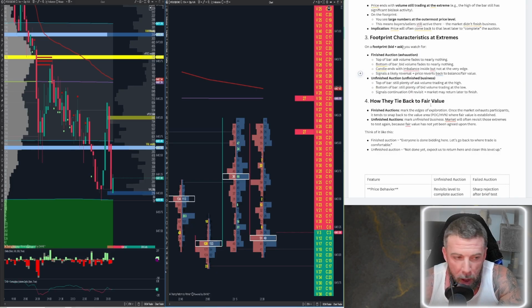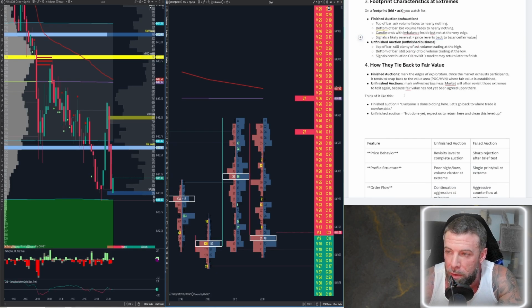So I want to tie this all back into how it goes with fair value. Finished auctions mark the edge of exploration. They've done price discovery, and when there's nothing else to be traded, they reverse back into fair value. The market exhausts participants and it tends to snap back to the fair value area, which is the point of control or a high volume node. Fair value is then established in that high volume node, because that's where participants have done business before. So there's going to be business there again.